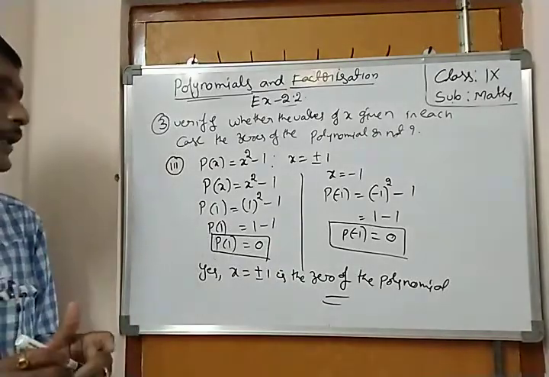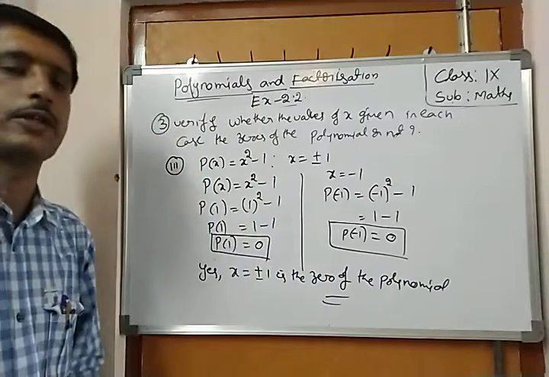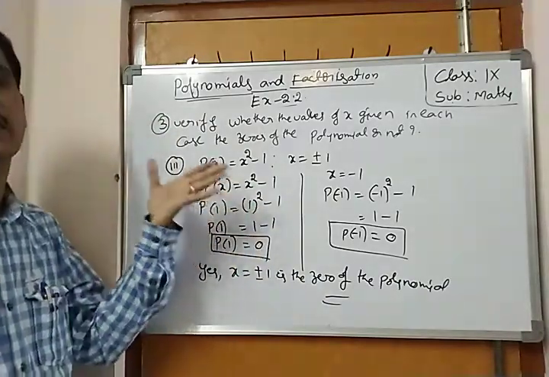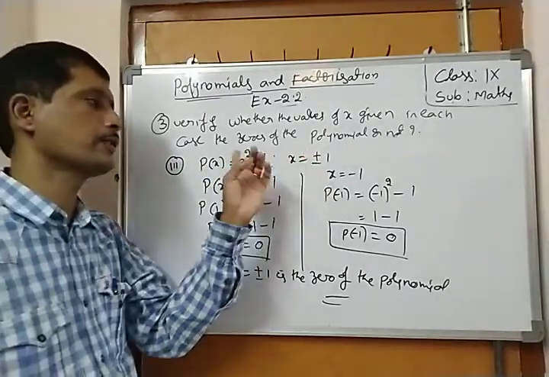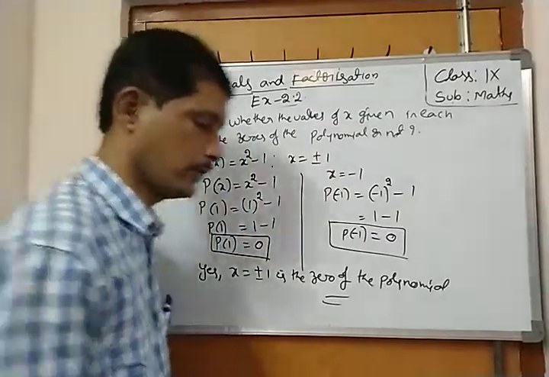Here see, if the degree is 2, there are 2 zeros. Degree 3 means 3 zeros. Degree 4 means 4 zeros. Degree 1 means 1 zero. Here the degree is 2, so there are 2 zeros, plus 1 and minus 1. No other value. Okay. Next.